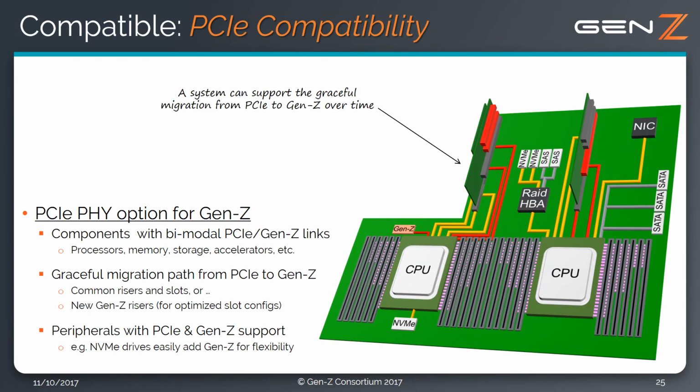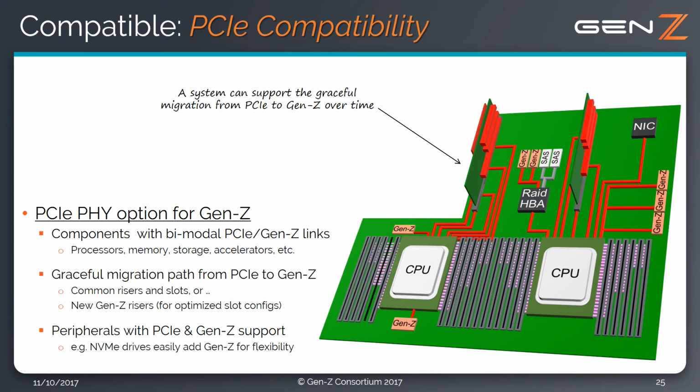Gen Z's ability to support a PCI Express compatible physical layer allows CPUs to be designed with interfaces that are bimodal and operate as either PCI Express or Gen Z links to the rest of the system. This facilitates a graceful migration path from PCI Express to Gen Z. Look at the animated figure to the right that illustrates a progression of a system from a PCI Express only configuration to a mixed PCI Express and Gen Z configuration, and finally to a Gen Z only configuration, all while using the same CPUs but reconfiguring a subset of the links on each iteration.